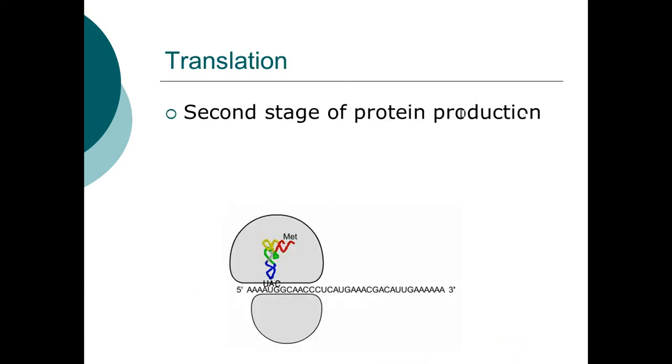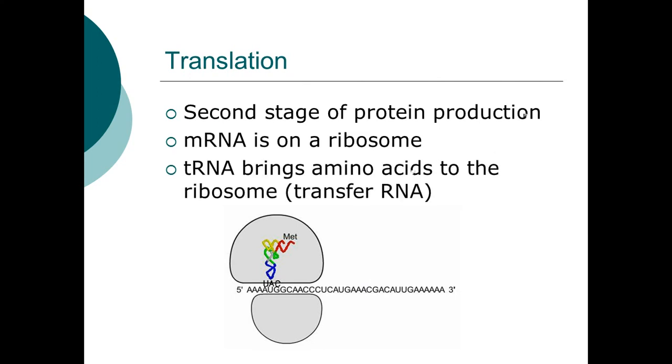In translation, this is, again, the second stage of protein production. The mRNA is on a ribosome. That's represented by this code here. Now we have the second kind of RNA, tRNA. T stands for transfer. And the tRNA brings the amino acid to the ribosome.